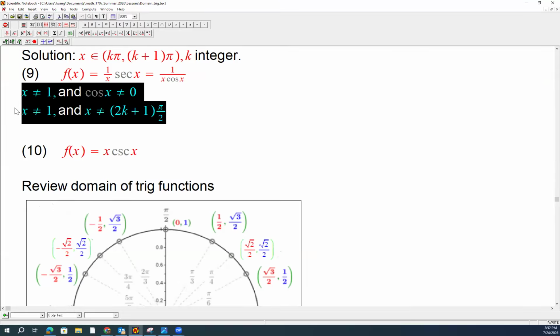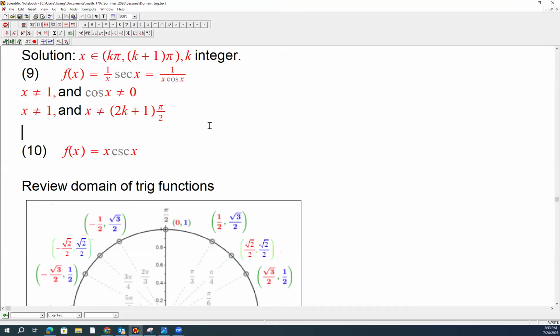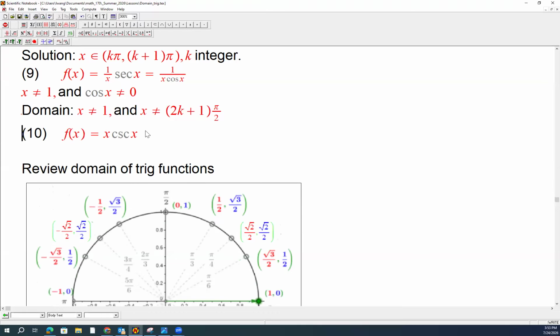Now the question is, can we combine these two conditions? To me, it looks like no matter what k is, these values must be excluded. x not equal to 0 must be excluded. So this is the domain. This is the domain.